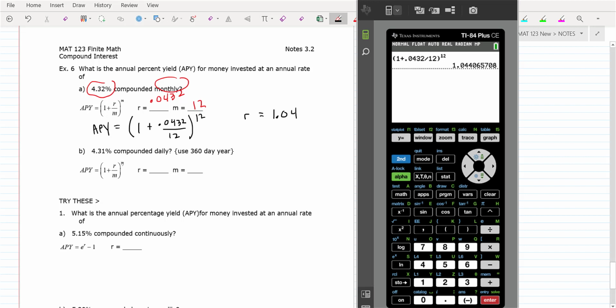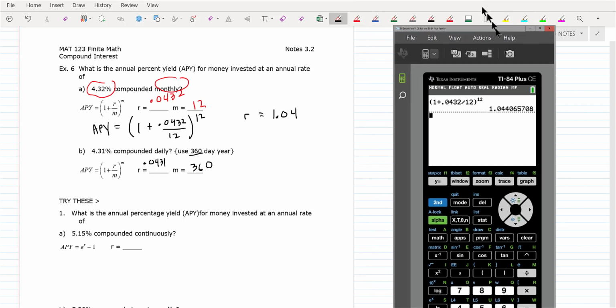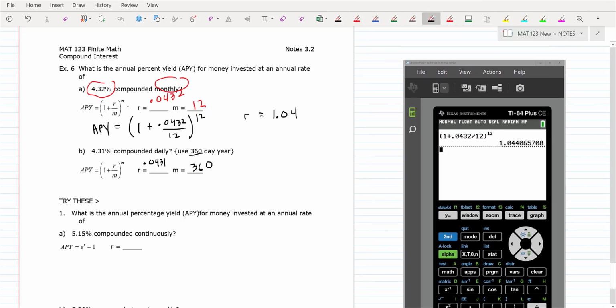Okay, and then the next one, I'm saying to use a 360-day year on this one. So this one will be daily, so we'll use 360. The interest is 0.0431 like that. Okay. What's that? Oh, did I forget the? Oh, I forgot the -1. Yeah, correct. Okay, I didn't write that on there. Thank you. That is -1 on both formulas. So I got to do the -1 on that.